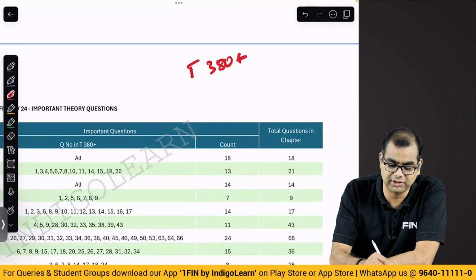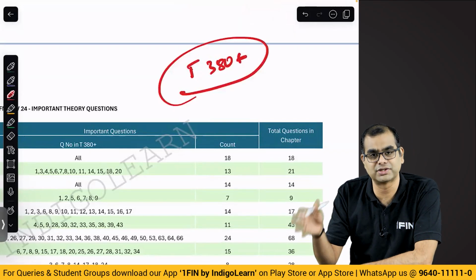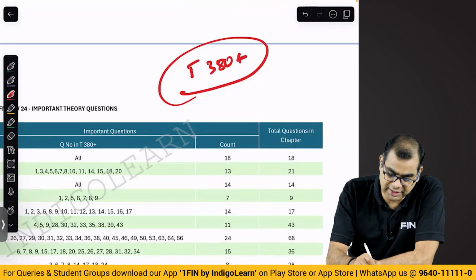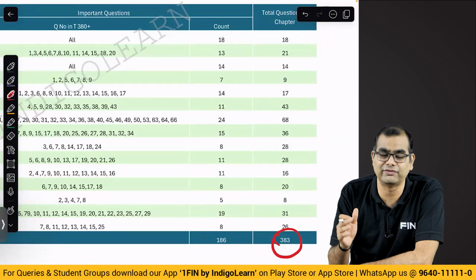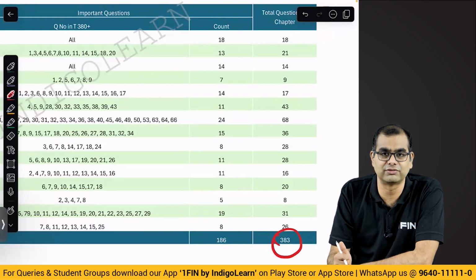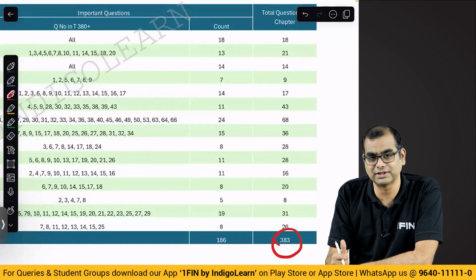T380 plus, this is the name of the compiler. This compiler is available for free download on my app, website, as well as the link is given in the description of this video also. In this compiler, there are about 383 questions. Out of these, it was a very, very difficult choice for me to choose. Initially, I thought that I'll try and fix it with the top 100 questions, but then it was not possible because a lot of new topics have been added.